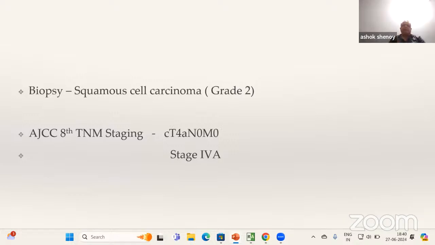Anything else? What are the other differential diagnoses which IHC may help differentiate? Yes, sir. Sinonasal undifferentiated carcinoma, sir. Sinonasal neuroendocrine carcinoma, NUT carcinoma, sir. Right. And olfactory neuroendocrine tumor, sir. Olfactory neuroblastoma, sir. Okay. These all we have to differentiate by IHC markers.